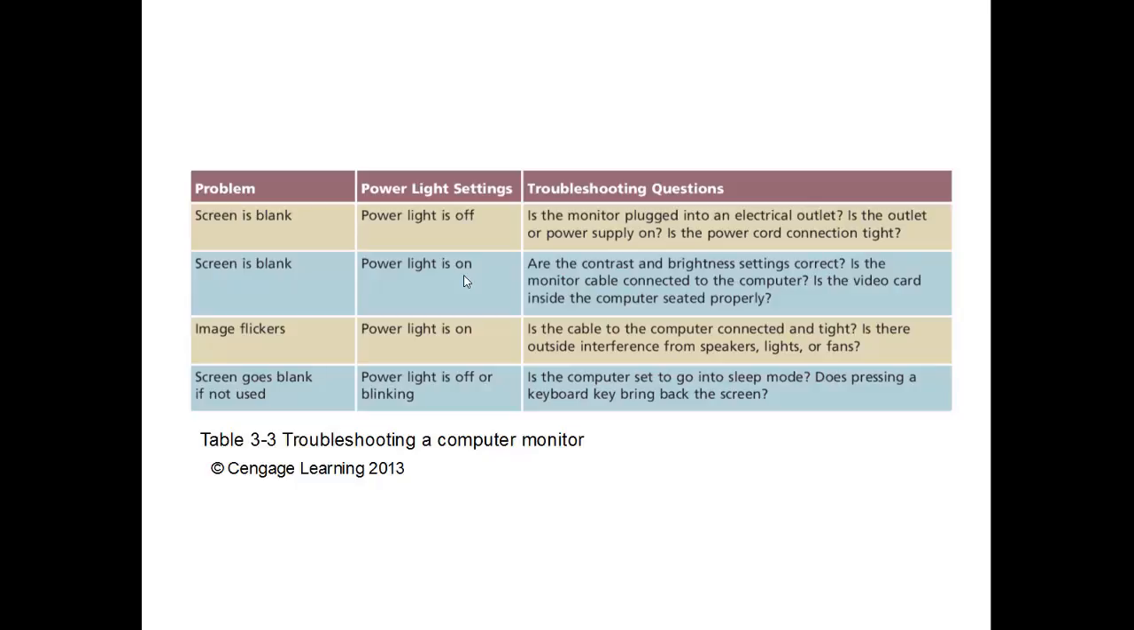If the image is flickering and the power light is on, is the cable to the computer fitting in as tightly as it should? Is there any interference from speakers or lights or fans? If the screen goes blank when not being used, and the power light is off or blinking, is the computer set to go to sleep mode? Does pressing the keyboard turn it back on?